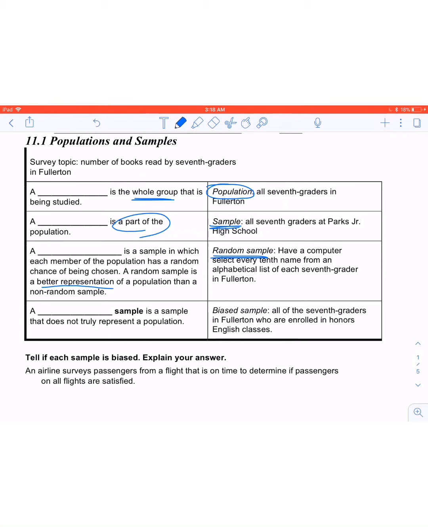However, the opposite of random would be a biased sample, where the population is not truly represented. So in this case, it would be all of the 7th graders in Fullerton who are enrolled in honors English classes. The question was the number of books being read by 7th graders, and if you were to ask those who are in honors English classes, they probably already read more books because of the classroom curriculum. And also possibly they might enjoy reading a little bit more.